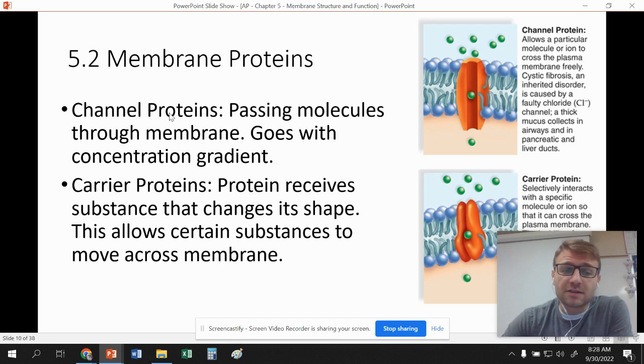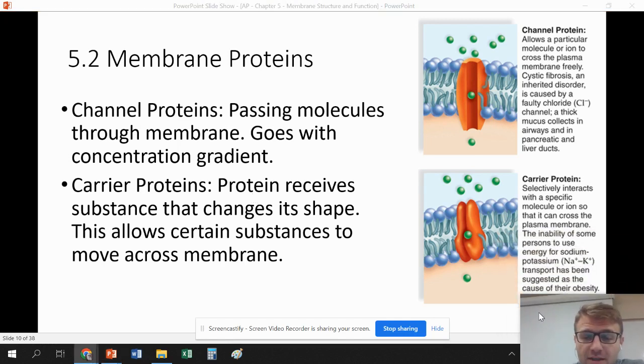Carrier proteins. These are very similar to channel proteins, except in this case, the carrier protein is going to change shape to allow these proteins to pass. So very similar, but this one changes shape as these molecules move past.